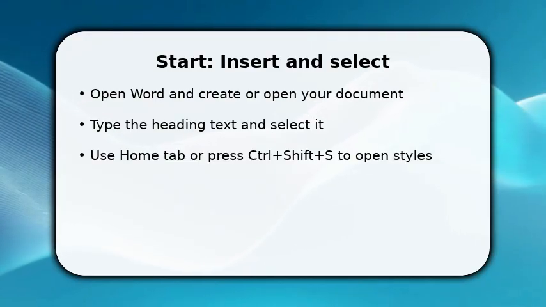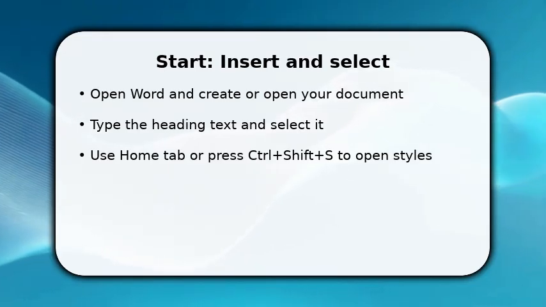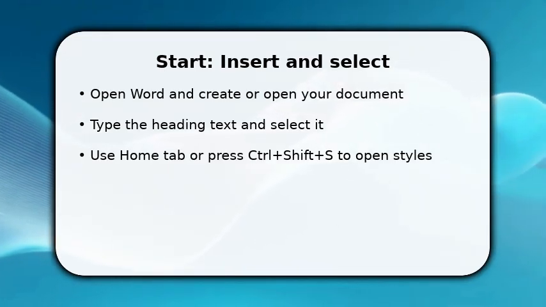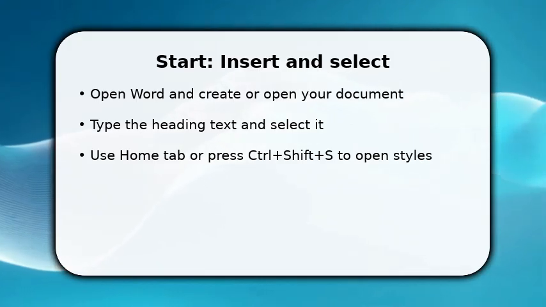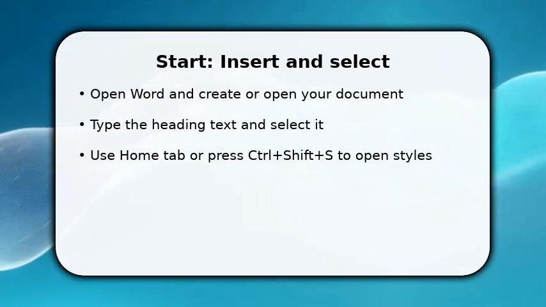You begin by typing the heading text and selecting it. This gives Word the context it needs to apply semantic formatting. Once selected, use the Home tab or press Ctrl plus Shift plus S to open styles so you can choose a built-in heading level. Make sure to pick heading 1 for main titles and heading 2 for sections. This matters for navigation and accessibility.